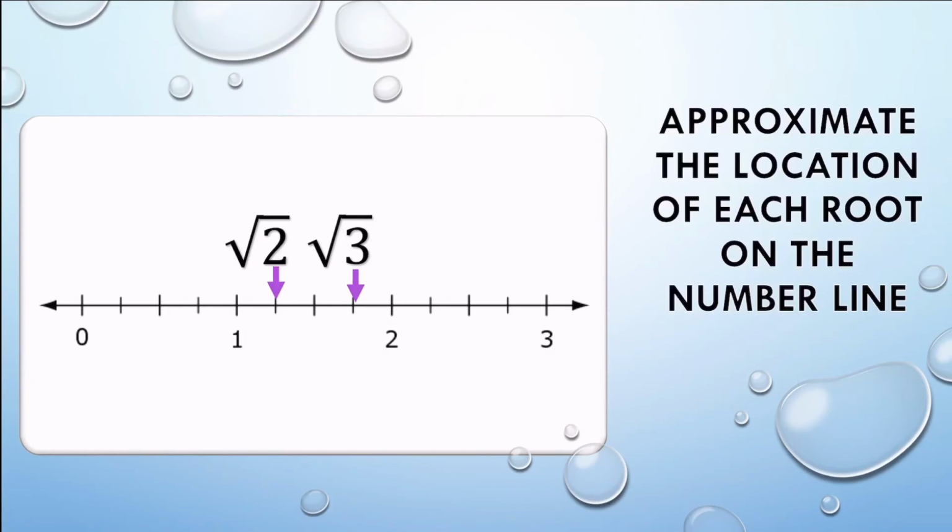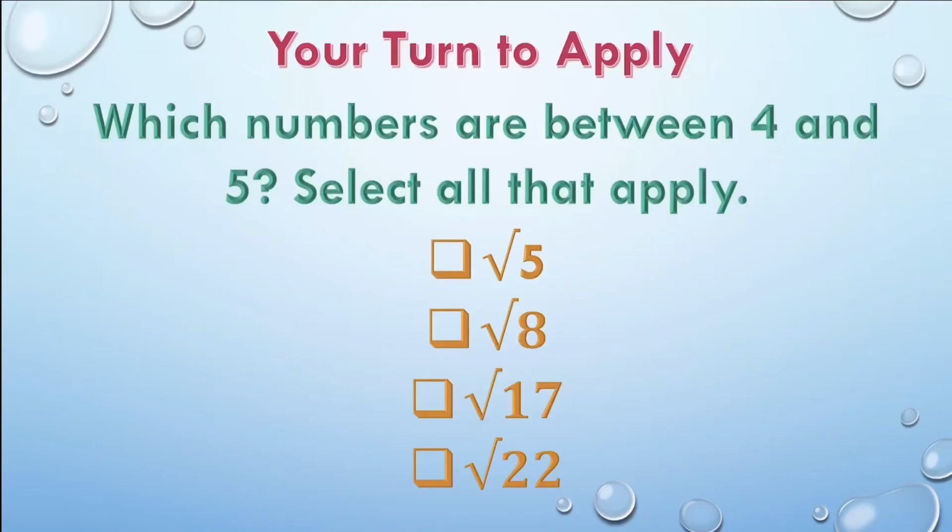Okay? So a majority of this is determining what perfect squares it falls between. That's half the battle. So let's look at this. Which numbers are between 4 and 5? Well, think about this. You got to think about what their squares are. What's 4 squared? What's 5 squared? Okay, so that'll help you with what root falls between 4 and 5. Pause the video and try this one on your own.